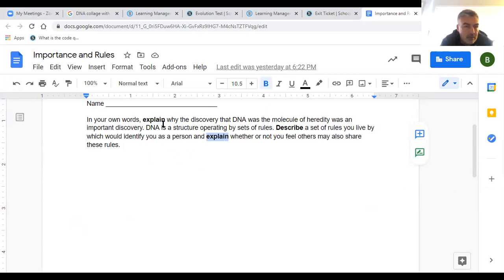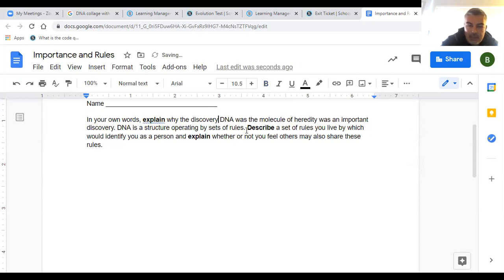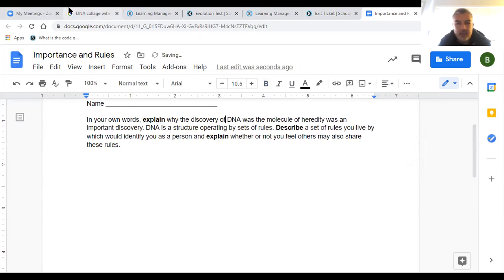And I want you to use these command terms to explain why the discovery that DNA was a molecule of heredity was important. Why was it an important discovery? Did I word that correctly? In your words, explain why the discovery of DNA was important. Oh no, that was right. The discovery that DNA, because they thought it was proteins, that DNA was the molecule of heredity was an important discovery. So why was it important that they understood this? They, meaning our ancestors, people that preceded us.